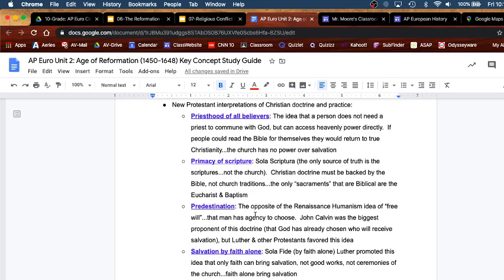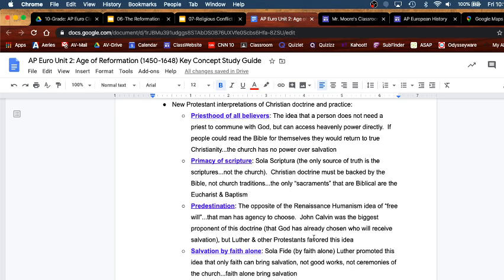Both Martin Luther and John Calvin believed in the idea of predestination, although John Calvin was the biggest proponent of this doctrine, as it says right here. The opposite of the Renaissance humanist idea of free will, that man has agency to choose. That's the opposite of predestination. Predestination: God has already chosen who will receive salvation. Okay?